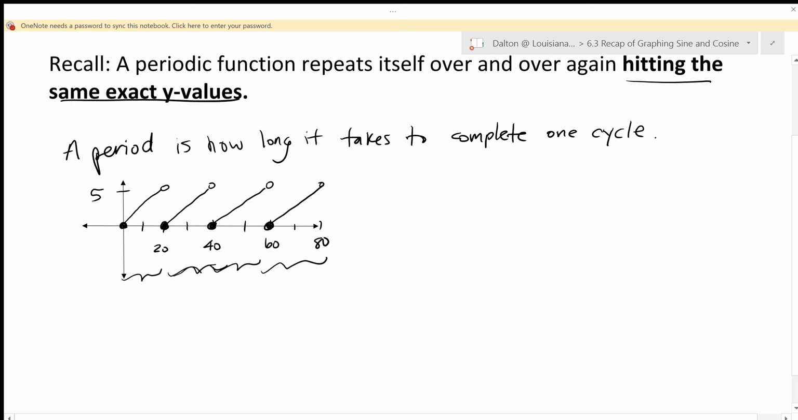So the question is, is it a function? Yes. My next question is, what is the period? How long does it take to get through one cycle? So in this case, each of those periods is 20. It takes 20 units on the x-axis to get through one cycle.